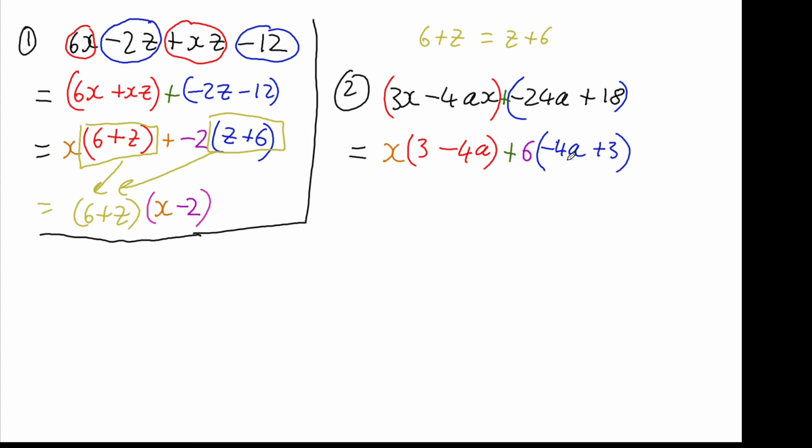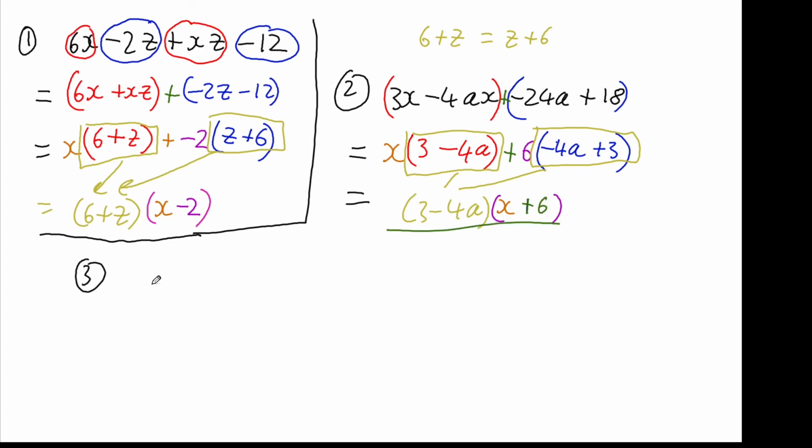Check my brackets line up. I haven't made a mistake. 3 minus 4a is the same as 3 minus 4a. So that means I can factorize my common brackets out. These two are my common brackets, so they can be factorized down the front, 3 minus 4a. And my other terms can go into my second set of brackets, x plus 6. And that one is done.